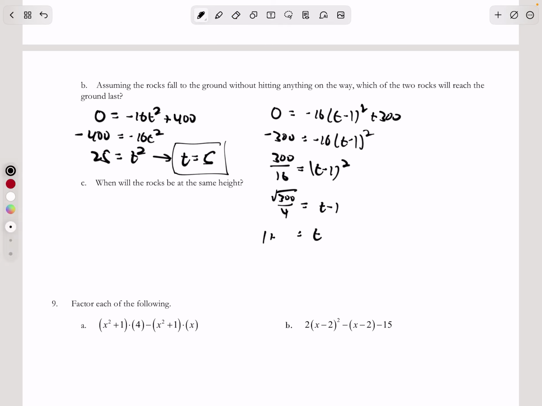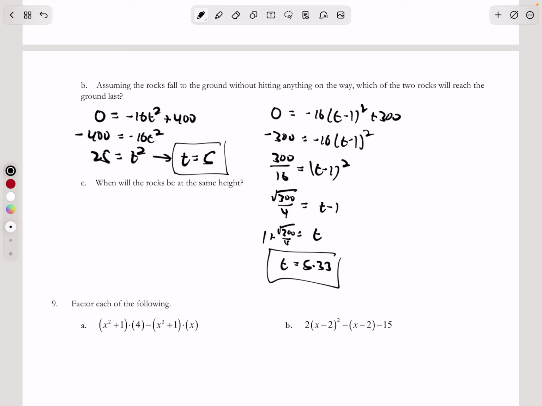t is going to be 1 plus radical 300 over 4. So let me do that real quick while I've got you here. 300 square root, enter, divided by 4, enter, plus 1, enter. I'm getting 5.33 for the second climber's rock to hit the ground. So who hits the ground first? Clearly, climber 1 takes 5 seconds to hit the ground.